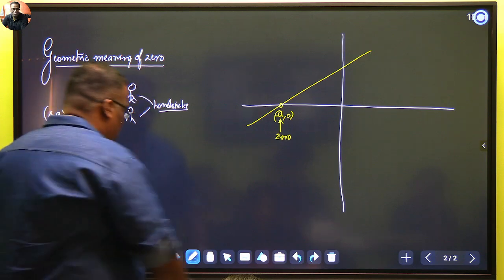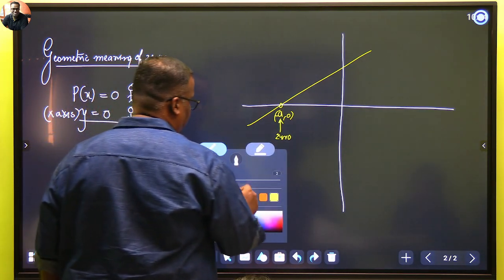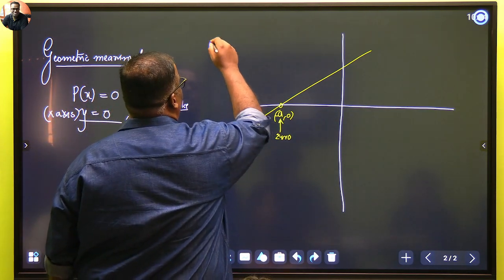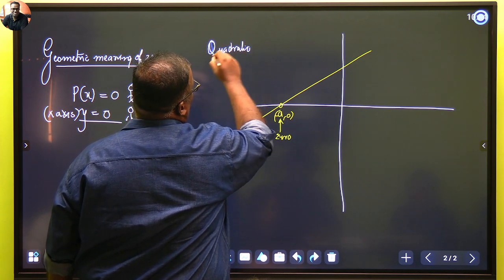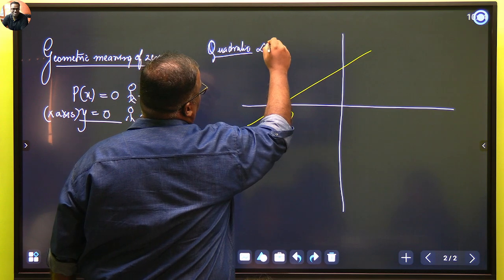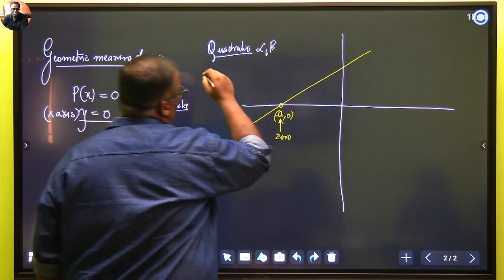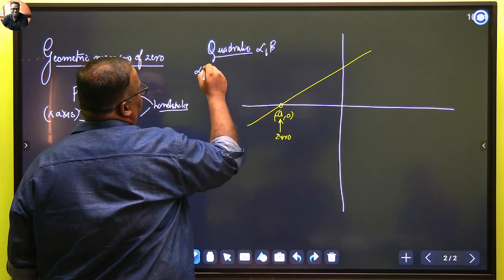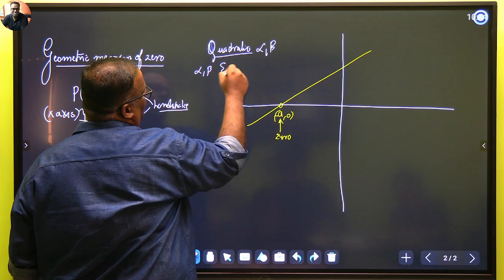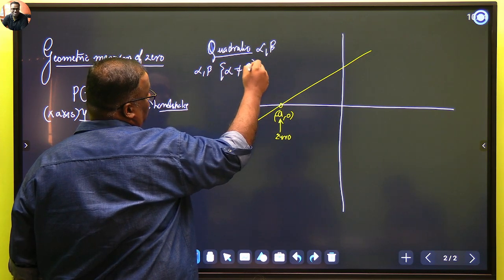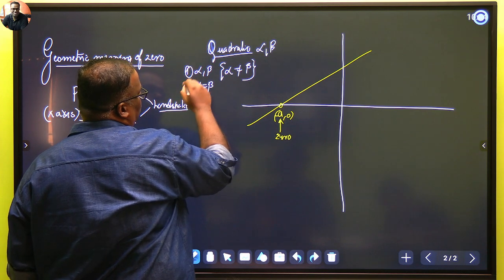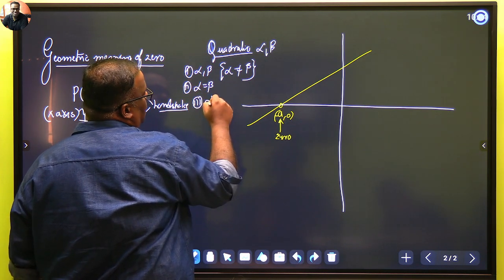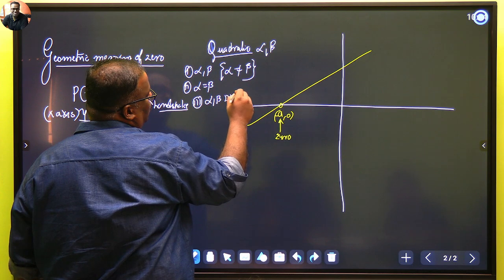Understood? Now when we were talking about quadratic, we said in quadratic there is alpha and beta, but alpha and beta can be such that alpha is not equal to beta. Both exist. Or I say alpha equal to beta. This can be one more scenario. And the third scenario is that alpha and beta both do not exist.